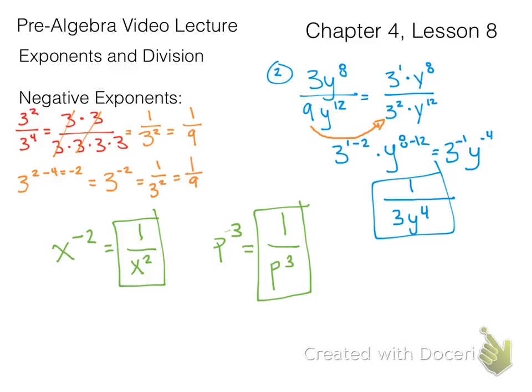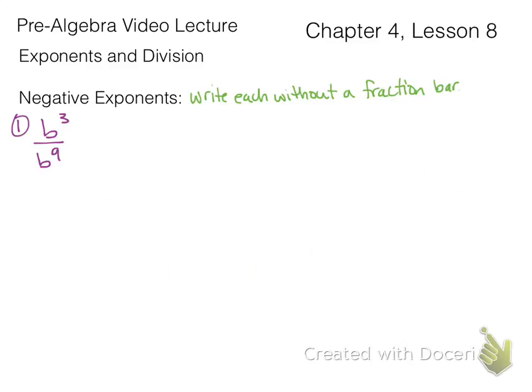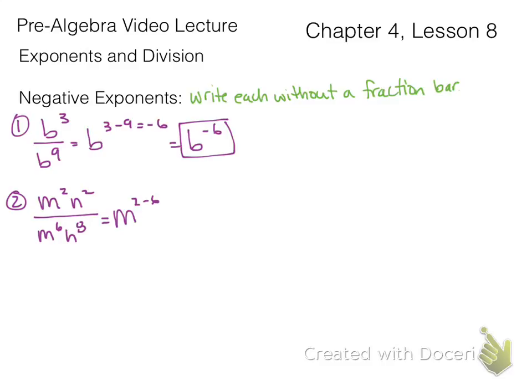There we go. So we have 1 over 3y to the 4th. All right, some more. Let's try writing these without fraction bars. So let's go ahead and do the math. b to the 3 minus 9 is negative 6, which means we have b to the negative 6. And I'll show you in just a minute how to write them with a fraction bar once you have them not with a fraction bar. So I want you to be able to work both ways.